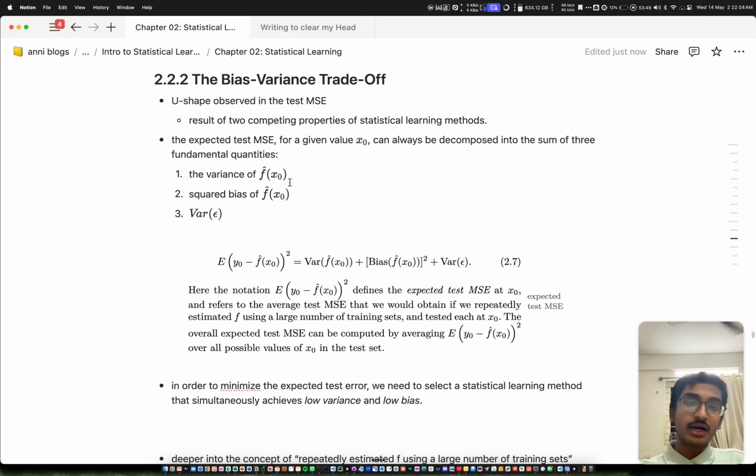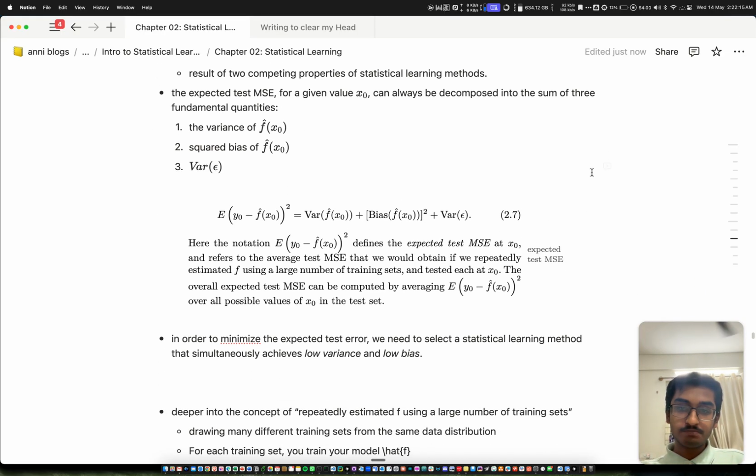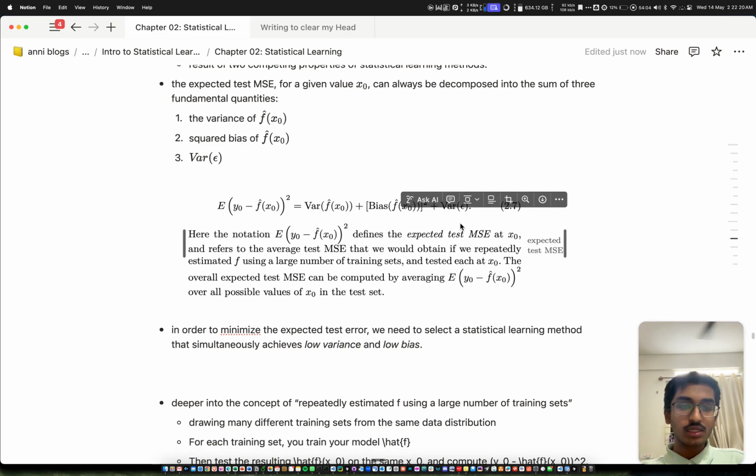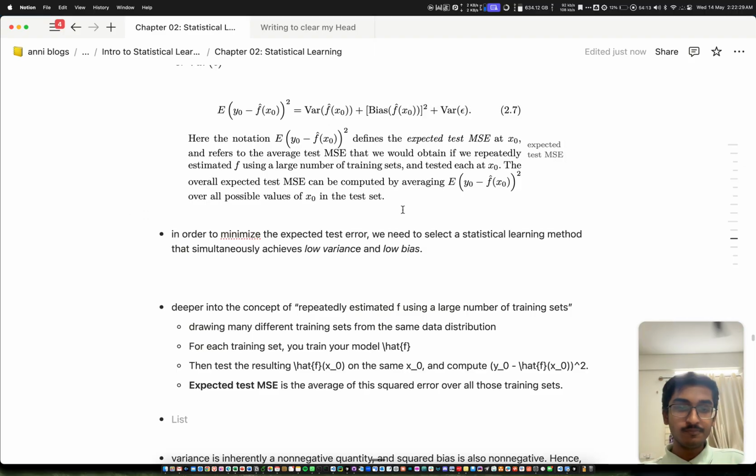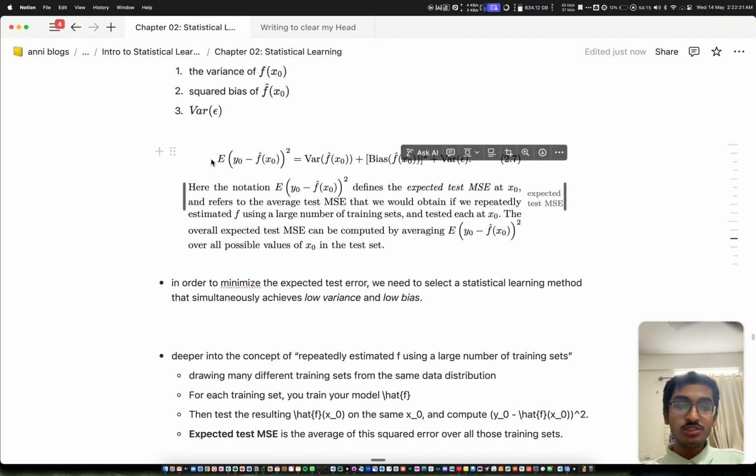So now we come to the bias-variance trade-off, where the test MSE is defined to be the sum of three terms. One is the variance of epsilon, which is the irreducible error, it has to exist. Then comes the variance of the predictor f hat and the bias of the predictor f hat. And this is equal to the average of the test data minus the predicted data, squared.